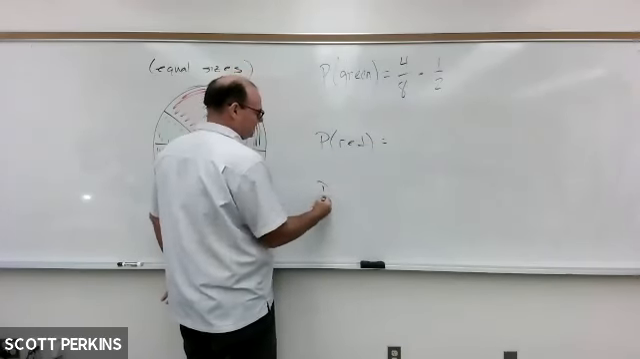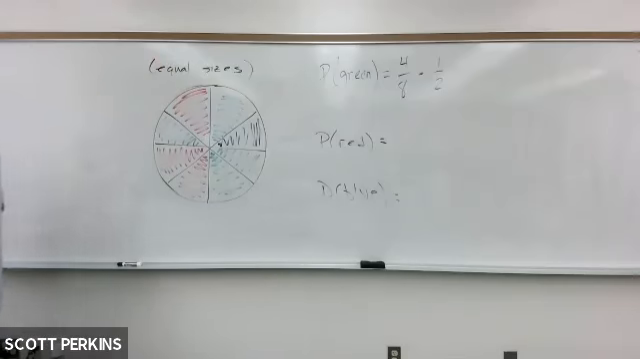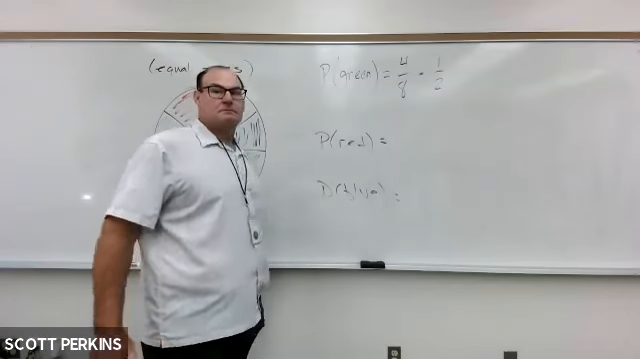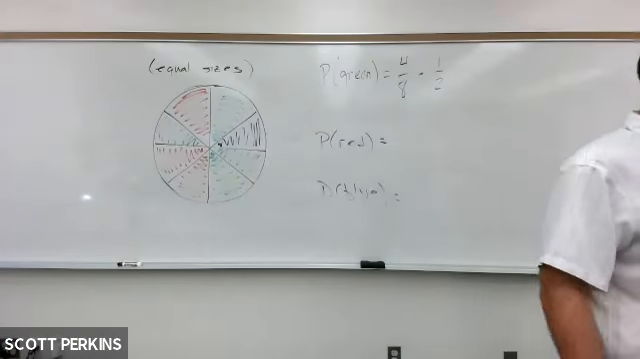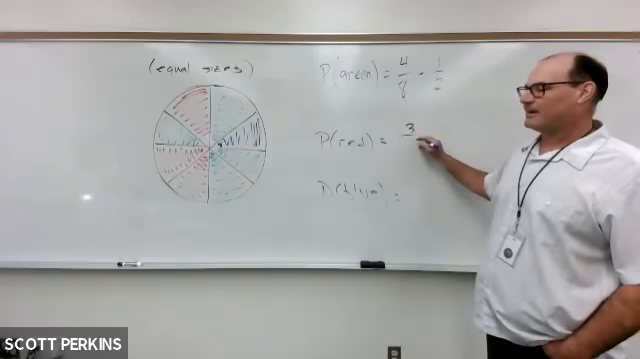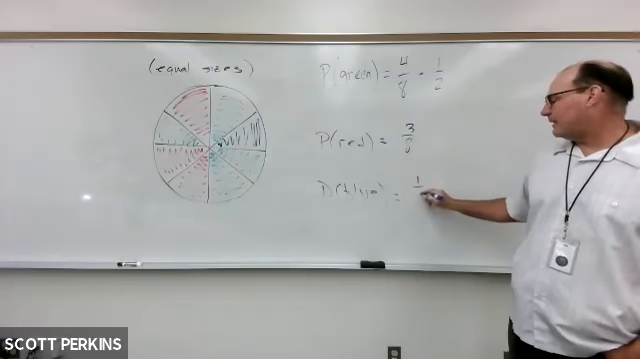Then what's the probability of red? And then what's the probability of blue? I'll give you a moment to finish that up. Okay, so the red, how many red spaces are there? 3 out of 8. Okay, we'll leave it 3 out of 8. How many blue spaces are there? 1 out of 8. Great.